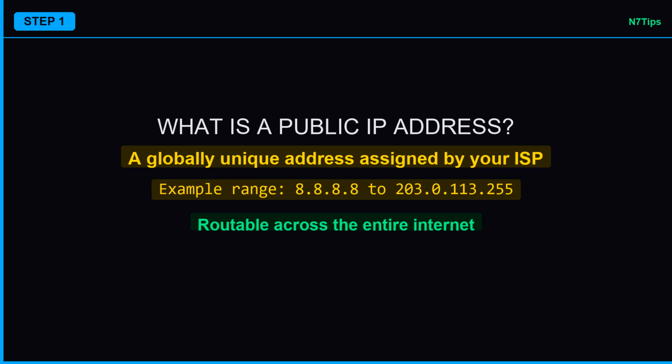A public IP address is basically your router's identity on the internet. It's assigned to you by your internet service provider, and it's unique globally. Unlike your private network addresses that only work inside your network, a public IP can be reached from anywhere on the internet. That's why you need one on your WAN interface.